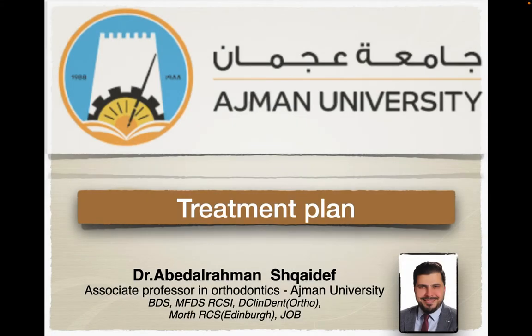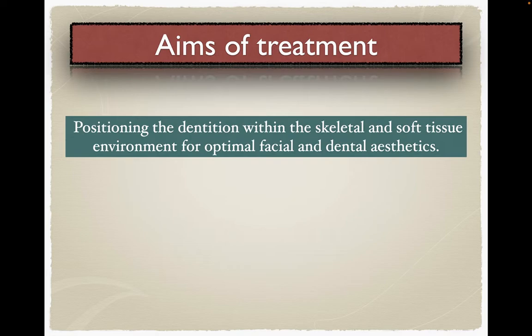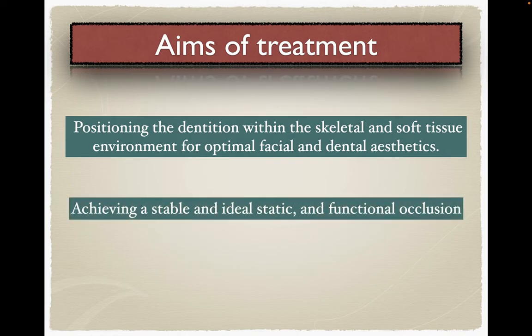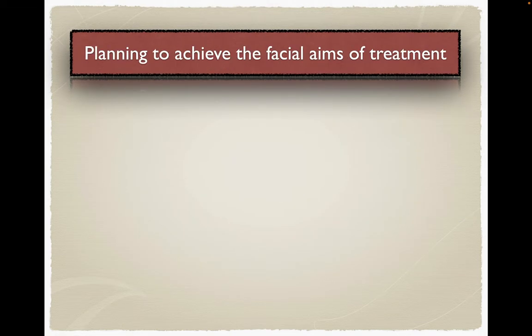We're going to continue and discuss treatment planning in orthodontics. When we do treatment planning, we should set up at the beginning what the aims of the treatment are. The first one is the facial or aesthetic component, which is positioning of the dentition within the skeletal and soft tissue environment for optimal facial and dental aesthetics. The second is the occlusal aims, which achieve a stable and ideal aesthetic and functional occlusion. And the last one is to maintain the periodontal health and not to cause any harm for the patient.